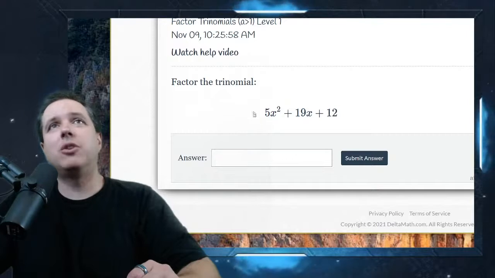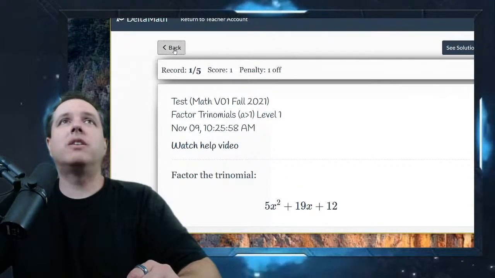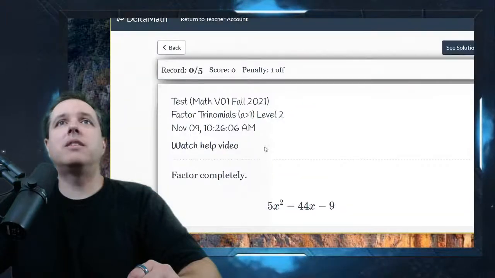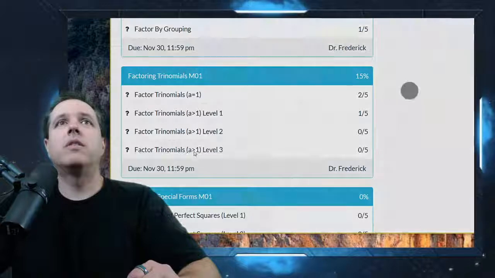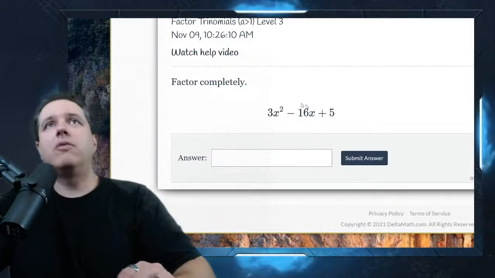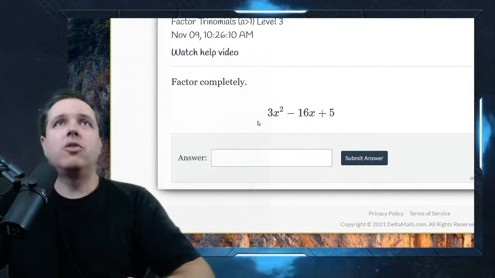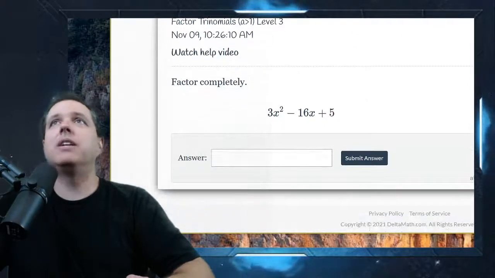Okay, next one is similar, where it's a 5 in front. I think I want to do one where it's a little bit more complicated. Is it like these? No, these are still... Oh, they're still giving us primes. Okay, well, let's try this one. So 3x squared minus 16x plus 5. They want this factored completely.